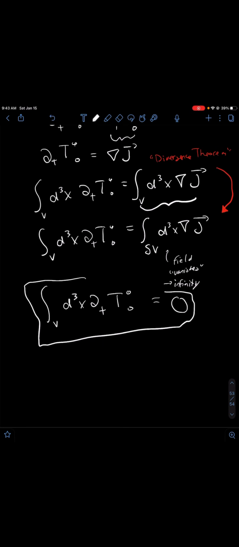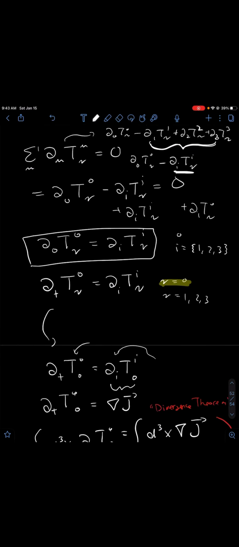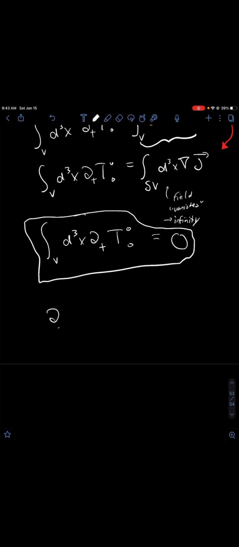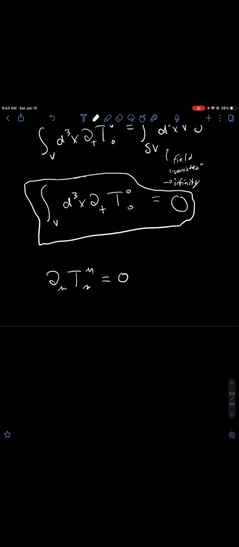So what have we just done here? Well, at first we had a continuity equation that told us ∂_μ T^{μν} = 0. But remember, T^{μν} is not a conserved quantity, or better said, this isn't a conservation law.